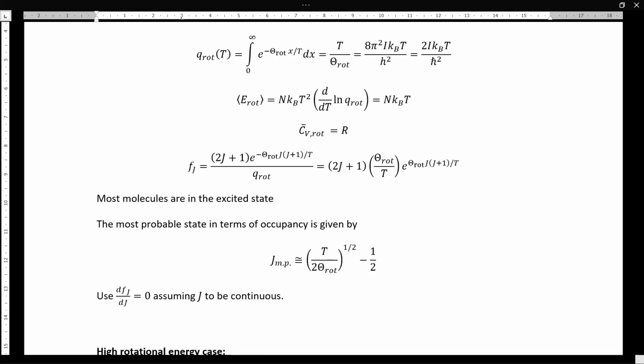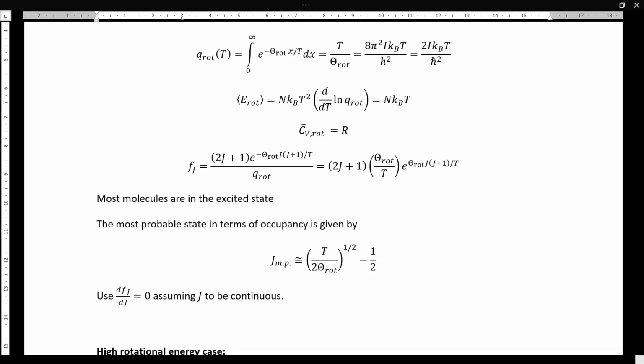So we had a series of lines. Which of these is the most intense? Well, we are under the rigid rotor assumption, so we are not changing that. That will be given by which particular state is most occupied, and that will depend on the temperature.